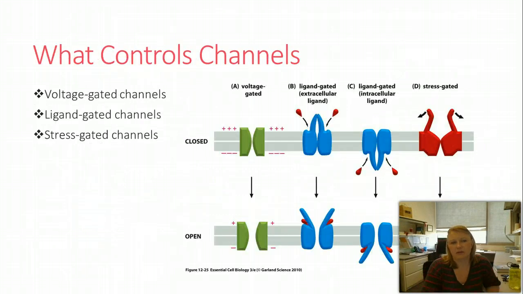So how are they controlled? There are three main types of controls in ion channels. There's voltage gated. We're going to talk a lot about voltage gated channels and how this works in nerve cells, but basically the electrochemical gradient is what helps open and close them. Then we have ligand gated, where a ligand has to bind and change the conformation of the ion channel, allowing it to open or close. And then we have stress gated, where a physical event occurs on that gate that allows it to open or close.